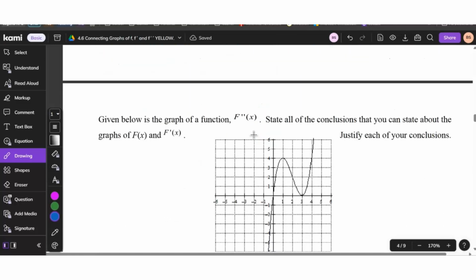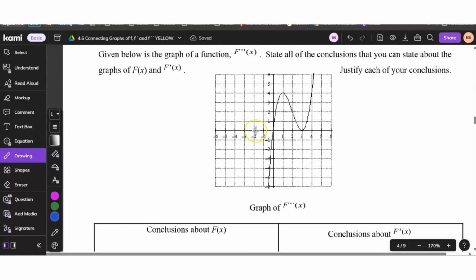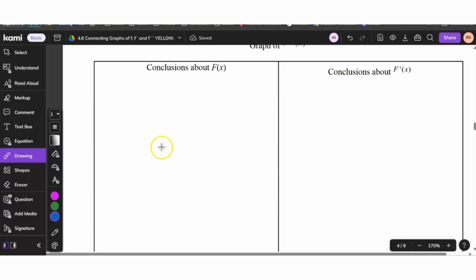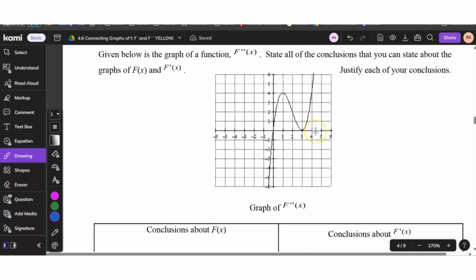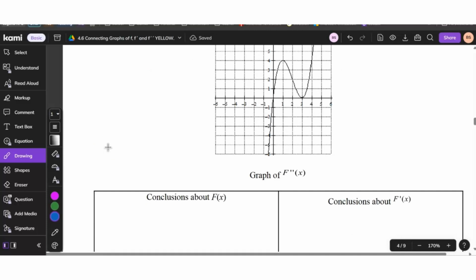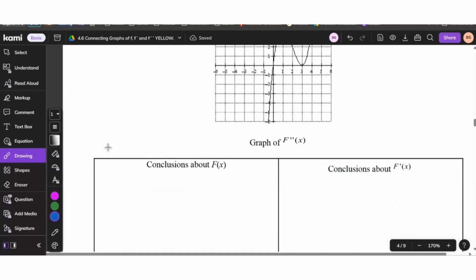All right, let's take a look then at our next one here. So now we're going to start with the second derivative, and we're going to work it backwards to talk about f and f prime. Okay? So if we've got the second derivative, let's start with f at least for concavity, because I would say that's super easy.